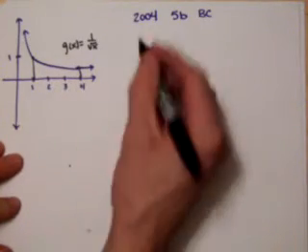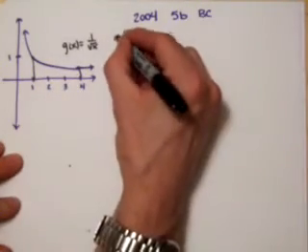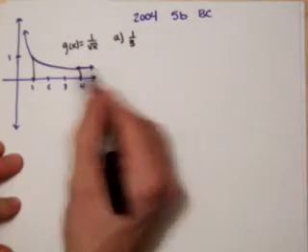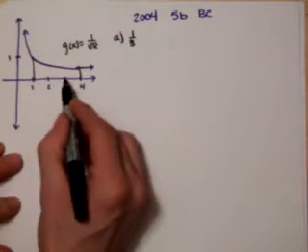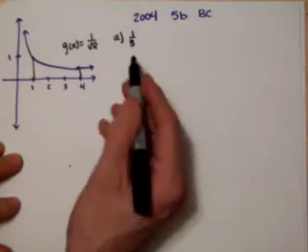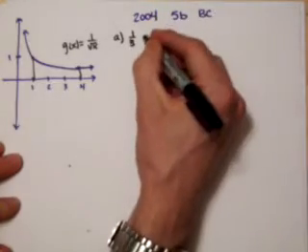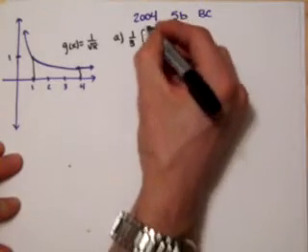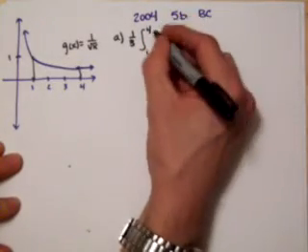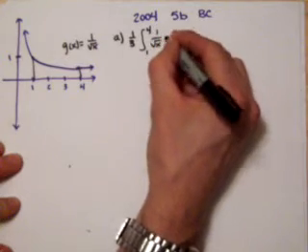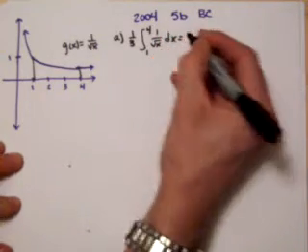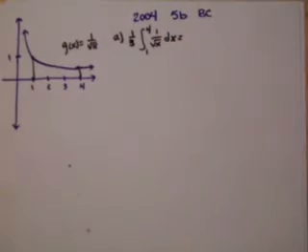So the average value of this function is going to be 1/3, because there are 3 units along the bottom, so 1 divided by 3, times the integral from 1 to 4 of 1 over root x dx. Now on the other ones we could just grab our calculator, but this is a non-calculator question, so we have to do this by hand.